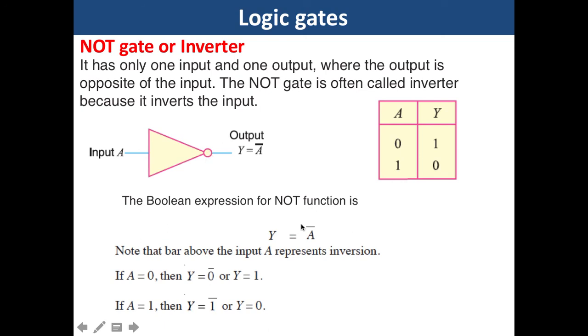Similarly, the bar sign above input A represents the inversion. So if A is equal to 0, then Y is equal to 0 bar, or Y is equal to 1. If A is equal to 1, then Y is equal to 1 bar, or Y is equal to 0.